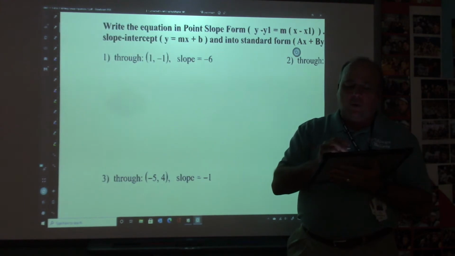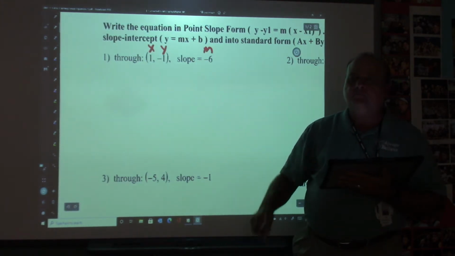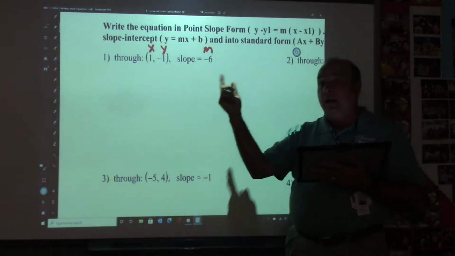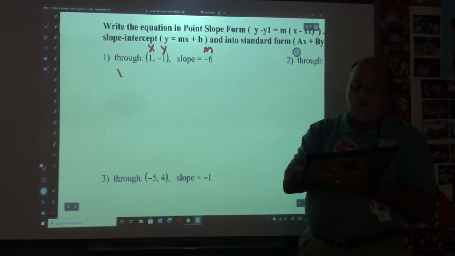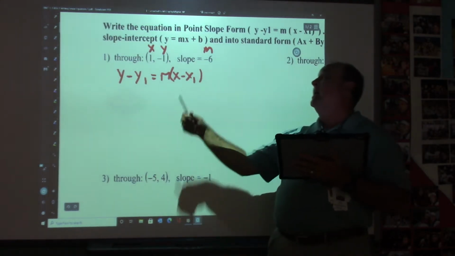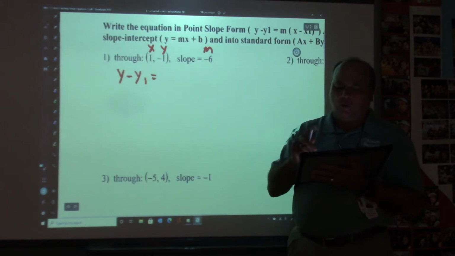The first thing we want to do is label the x, the y, and the m. Then let's go ahead and write down point slope. Point slope is right here. You can look up point slope equation in Google Images and bam, it pops up. Let me separate this out some more.